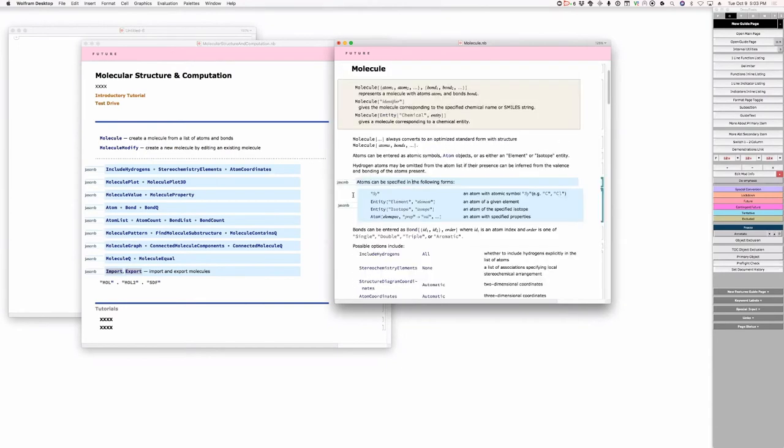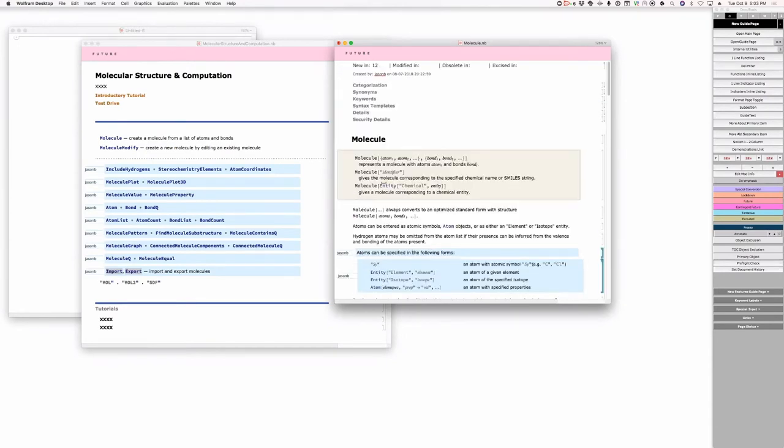So if you look above, when I was reading this, I was looking at that table. The table says the following atoms can be specified in the following forms. I found it to be slightly confusing, the uppercase SY. And so my thought was that the second sentence in the notes and usage could take the place of the table. So atoms can be entered as atomic symbols, atom objects, or as either an element or isotope entity.